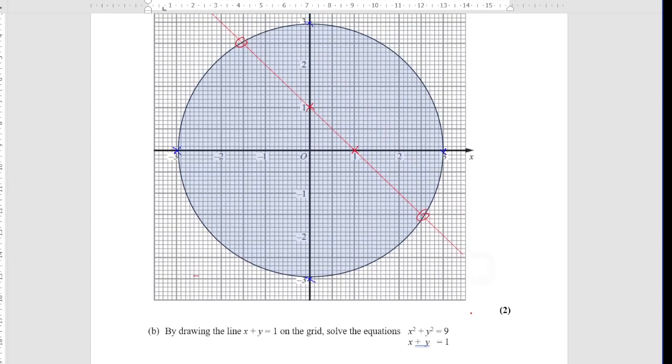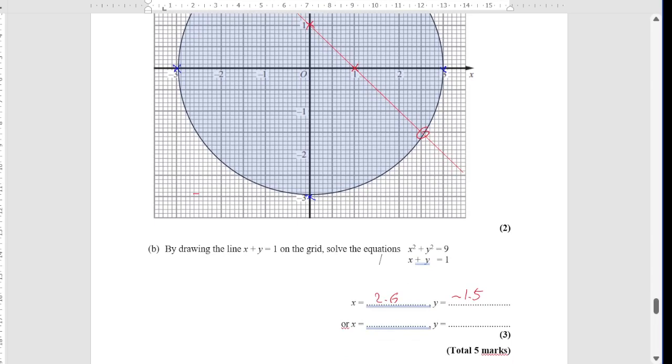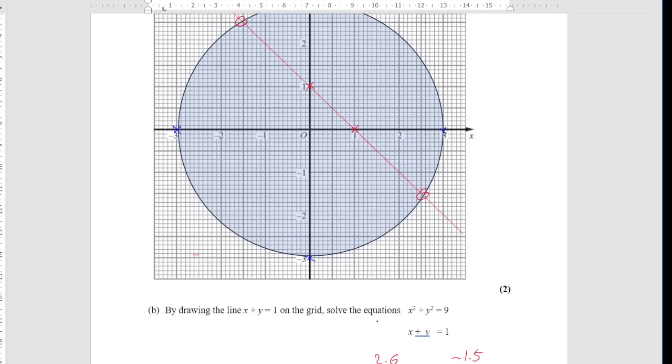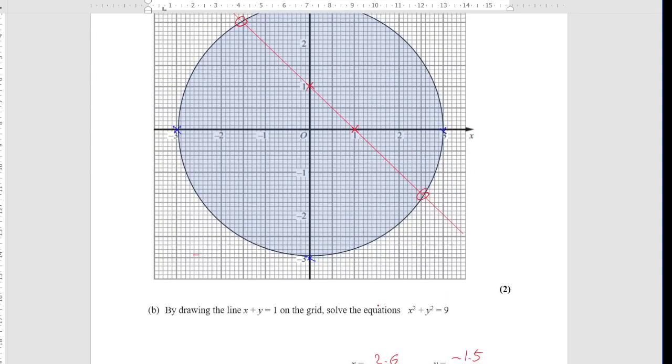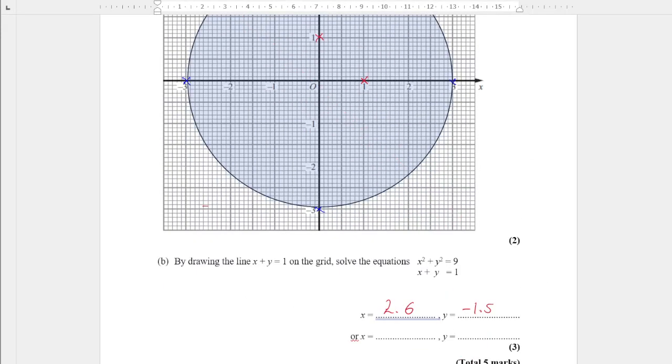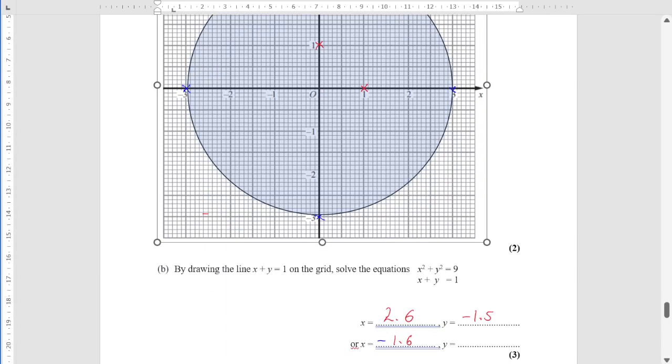And then for my other values, again, we're looking at y being minus 1.6... x is minus 1. Let's see if it'll let me write now. Nope. And we're looking at about minus 1.6 and 2.6. There we go.